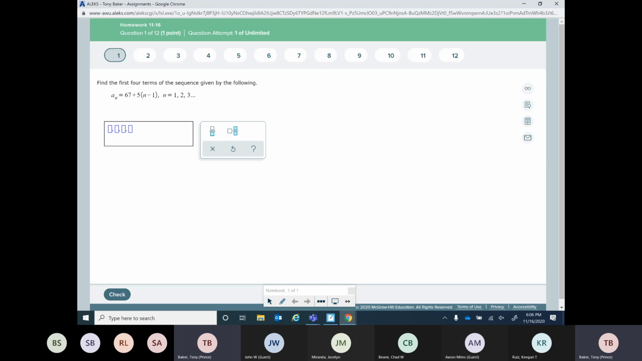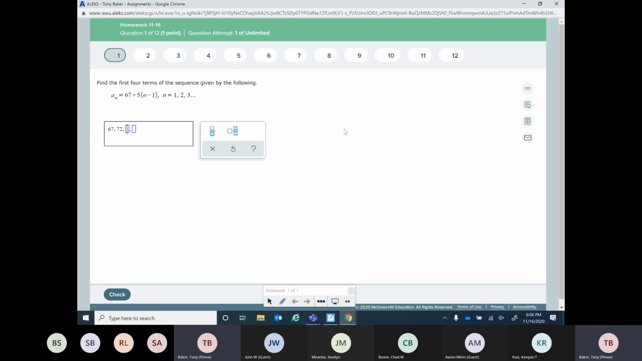To find a term in a sequence, you're just going to plug that number into the problem. In this equation, we're just going to plug in 1, and we'll get the answer. Plug in 1 to that. The answer is 67. We plug in 2. So 2 minus 1 is 1, times 5 is 5, plus 67 is 72.